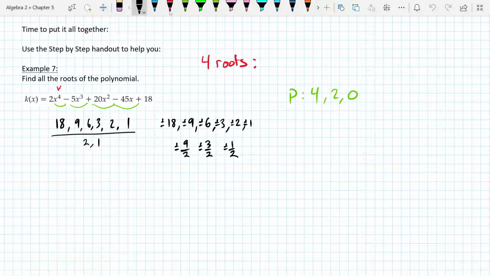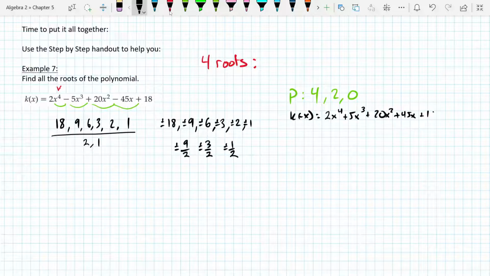Now, I need to have k of negative x, so I'm going to write that on the side here. And if you remember, the tip was, if it's an even exponent, keep it the same. If it's an odd exponent, change its sign. So I only have to do work in half the spots, which is kind of nice. It's a negative 45x, so that turns into a plus 45x plus 18. And now I check these signs here, and you can see we have positive, positive, positive, positive, positive, positive, positive, positive. There are no sign changes at all, which tells me for the negative solutions there are 0, which is kind of nice.